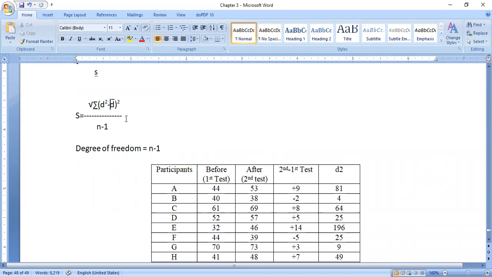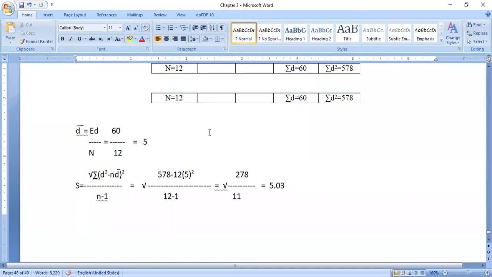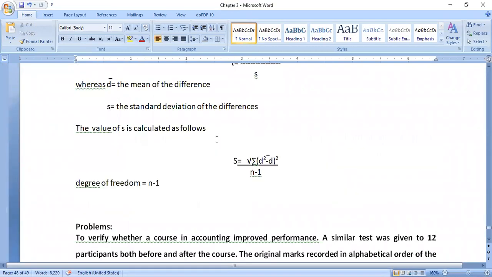So here a small correction. This is n into d bar, not d square. This is d bar. Okay. So here, by observing the formula, a small change in s value. Previously, a small change here, that is n into d bar, n into d bar.